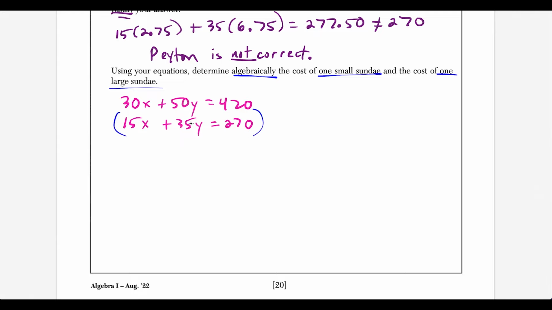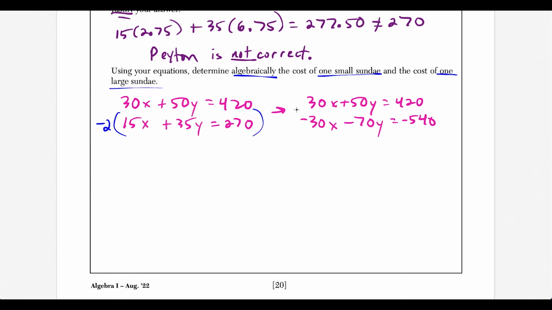So here I think it's going to be easier to eliminate x, because if we multiply the bottom equation by -2, notice we're going to have 30x and -30x, and those will cancel nicely. So we're going to have 30x plus 50y equals 420. And then when we multiply the bottom equation by -2, we're going to have -30x minus 70y, and -2 times 270 is going to give us -540.